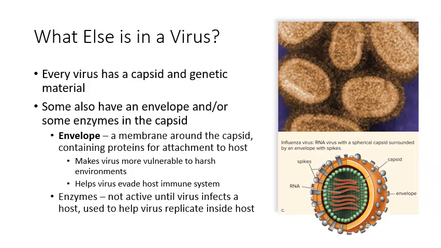Another thing a virus might have is an envelope, which is a membrane around the capsid. The envelope, if the virus has it, is actually taken from the membrane of the previous host cell that the virus infected. The point of having an envelope for a virus is that it contains proteins from host cells because it is a bit of membrane from a host cell, and that can help you evade the immune system.